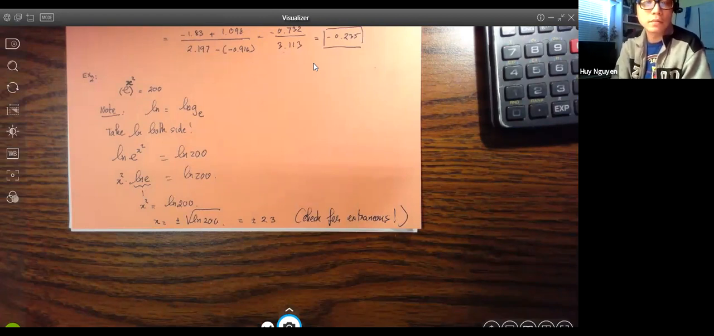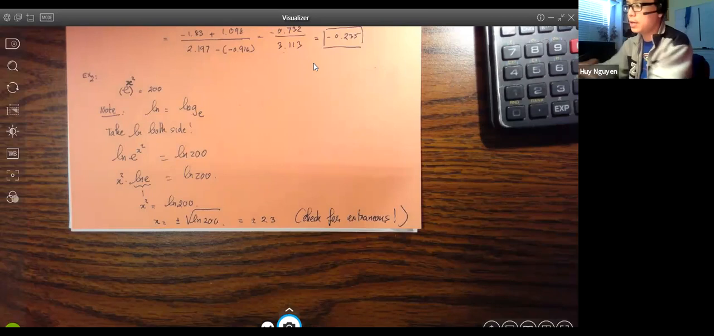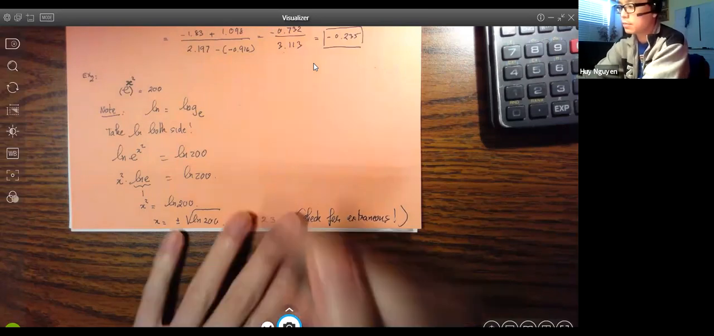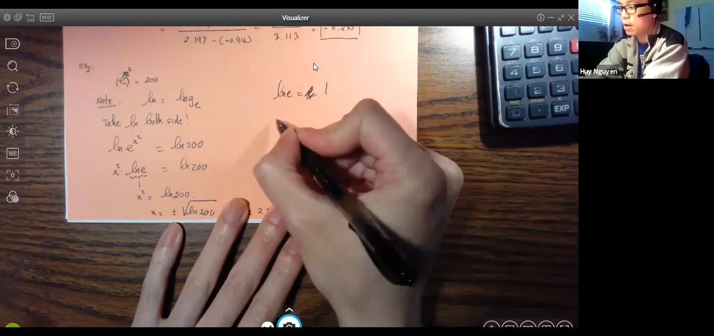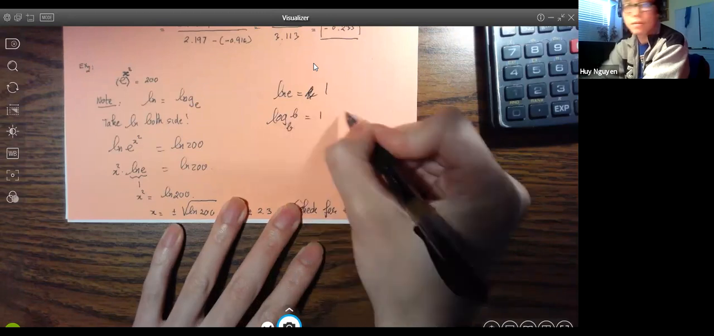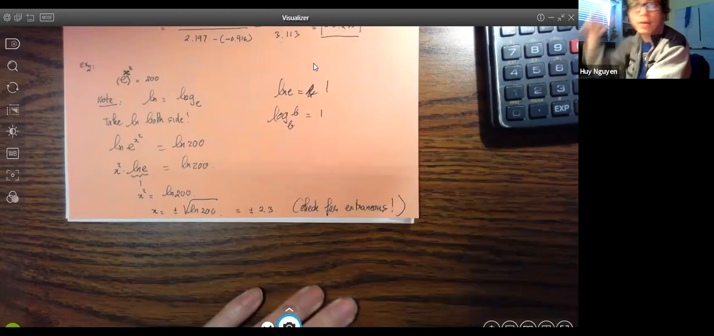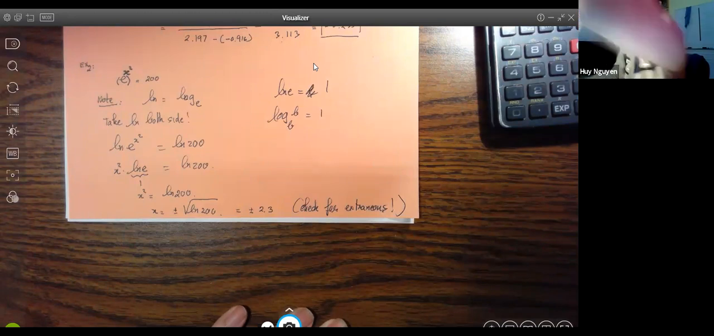All right. I have a question. Go ahead. What happened to the ln e on the left side? Oh, ln e is 1. Remember, you have the formula log base b of b equals 1. It's one of the properties. If the argument and the base are the same, then it equals 1. Okay. Anything else? Any other concern?